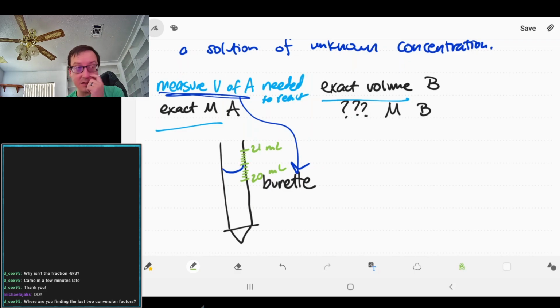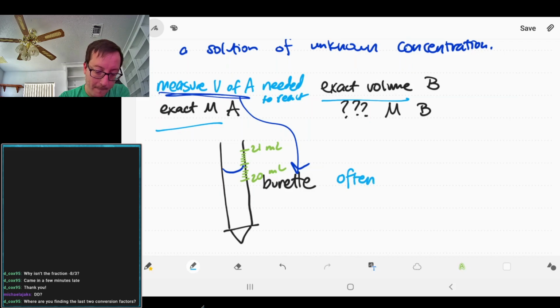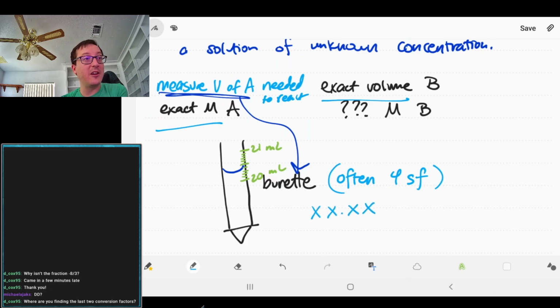So these have graduations for 20.1, 20.2, 20.3. And remember, we read those one more decimal point than we know for sure. And so we will get 4 sig figs from these, because you'll read them to 2 decimal points. So very often that'll give us 4 sig figs. So that's a good amount for something where we're not using machines to do this work. We're doing it ourselves. So 4 sig figs is pretty good. That's a pretty good number to get.